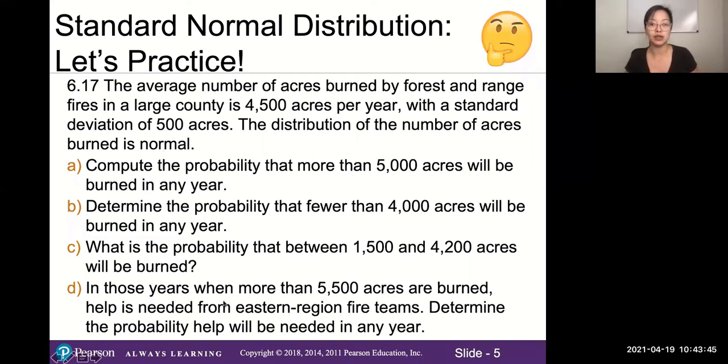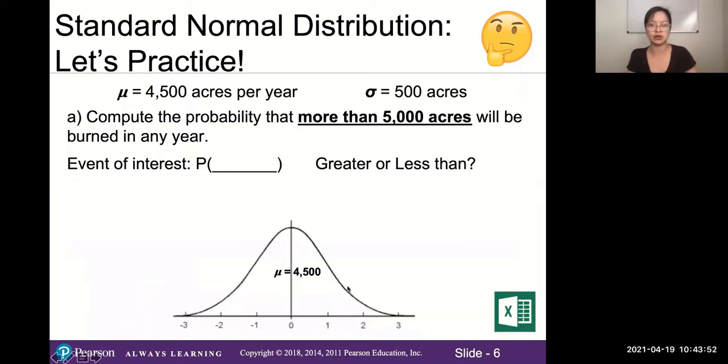And we're going to be working through these scenarios here, the same ones on your worksheet. And I'm just going to bring us over to each part. Let's do part A first. And on your worksheet in step 1, it'll say, hey, what's the mean and standard deviation? So that's where we wanted to make sure we understood that the 4,500 acres per year is the mean and the standard deviation is 500. So those are the two numbers we're going to be pulling out for our mu and our population standard deviation.